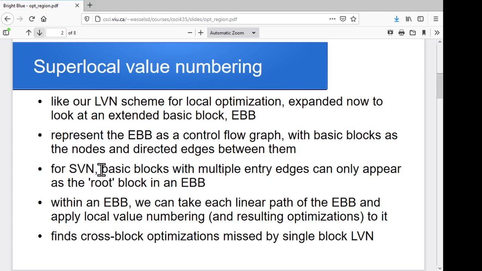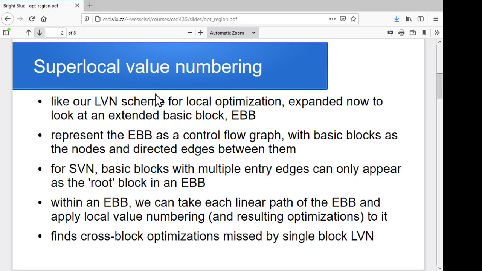Now, within one of those, when we're looking at applying our local value numbering, we'll say, well, if I've got this nice linear path, A goes to B goes to C, and there's no branching to other blocks inside there, then I can consider that as just a straight linear path. I can take a lot of the value numbering optimizations that we used in our local value numbering system and apply them here. So what we'll try and do is identify these straight linear paths within the extended block that we've identified.